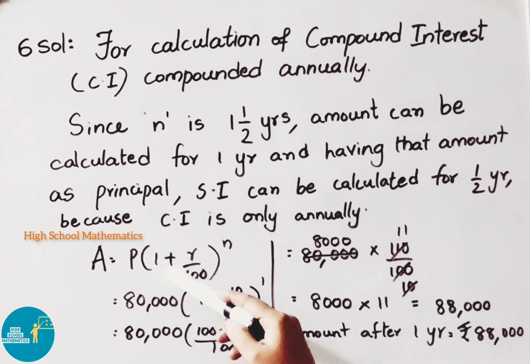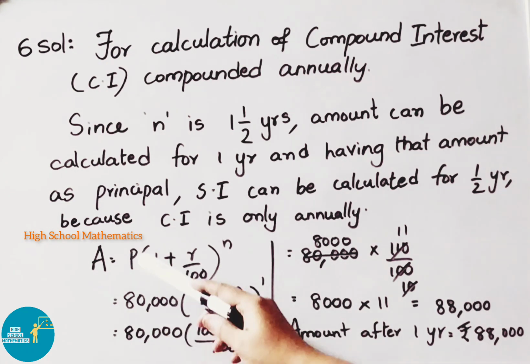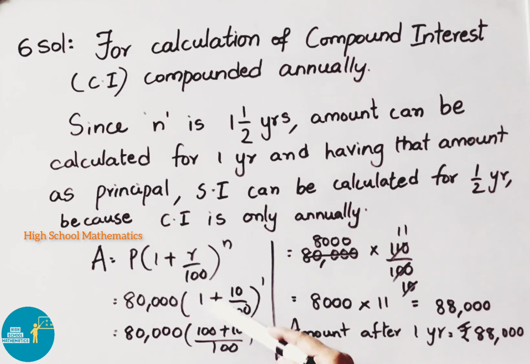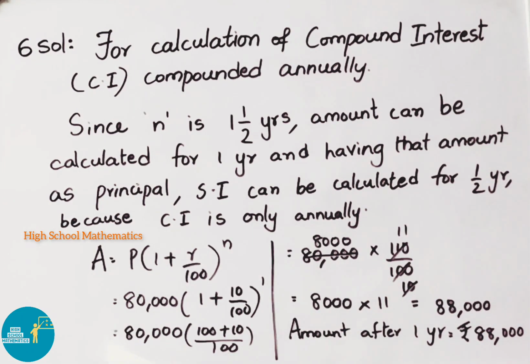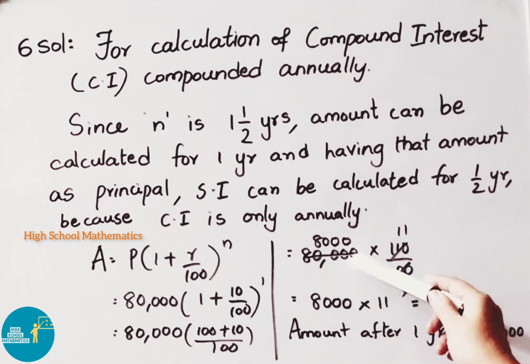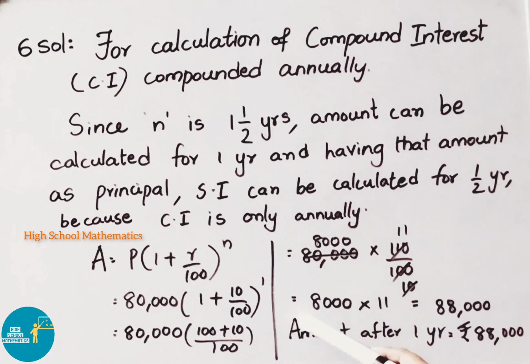See here, amount equals P into 1 plus R by 100 whole power n. That equals principal amount 80,000 rupees into 1 plus rate of interest 10 by 100, whole power n, where n is 1 year. So n equals 1, we place here. That equals 80,000 into, the LCM is 100, 100 plus 10 by 100. That equals 80,000 into 110 by 100. Now we cancel: 10 times 10 is 100, 11 times 10 is 110. 10 ones are 10, and 10 times 8,000 is 80,000. So that equals 8,000 into 11, that is 88,000 rupees. Therefore, the amount after 1 year is 88,000 rupees.